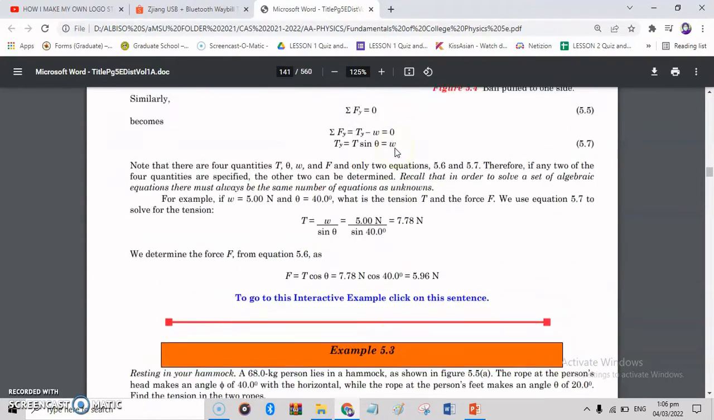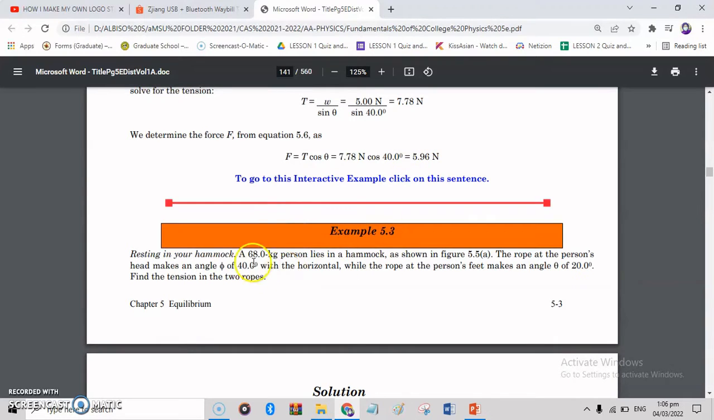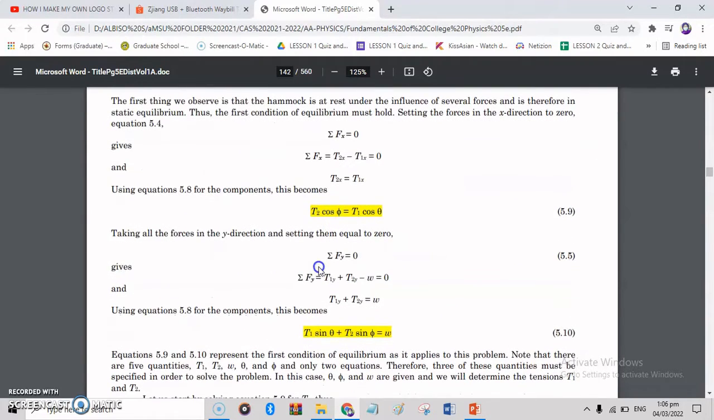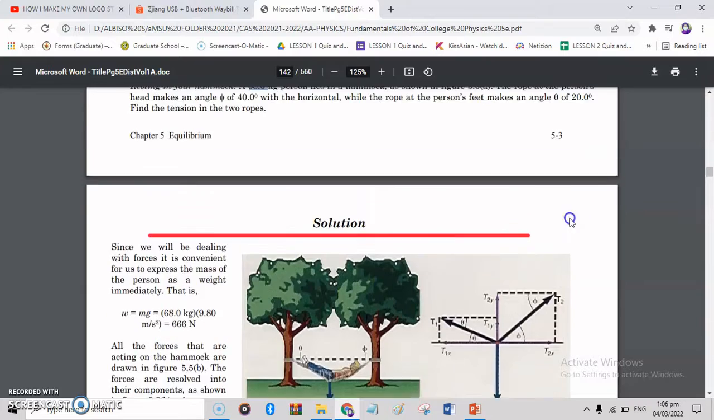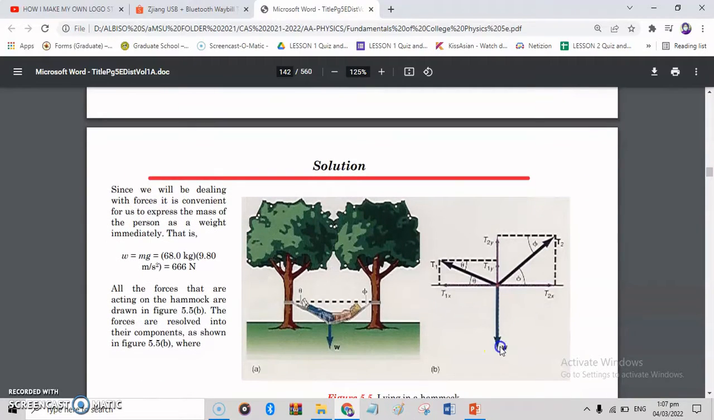You can input the given data. Ano bang given data natin dito? Angle lang at yung mass, okay? Dalawang angle at yung mass ni person. So, hindi pa sapat. Hindi pa sapat yung equation natin para ma-solve yung T1 and T2. Meron na tayong value ni weight, pero wala tayong value kung ano si T2 and T1.